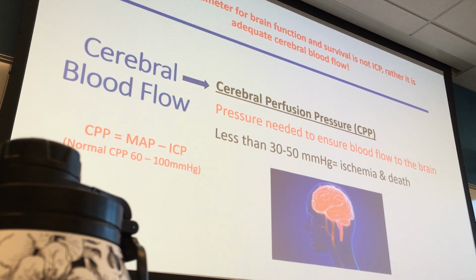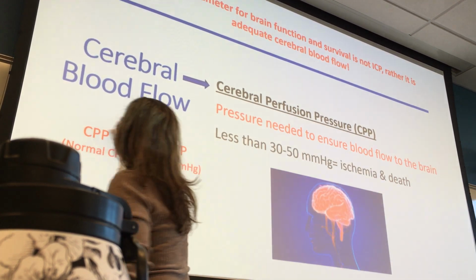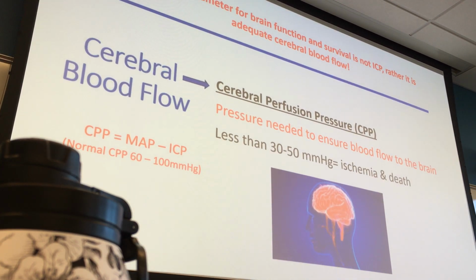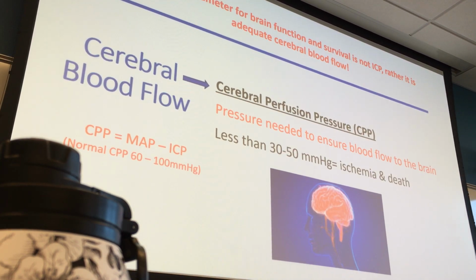So what is CPP? Cerebral perfusion pressure. It's the pressure needed to ensure that blood flow. Less than 30 to 50, basically, you have ischemia and death. This is the formula that you'll need to know, right here. Normal cerebral perfusion pressure should be between 60 and 100.